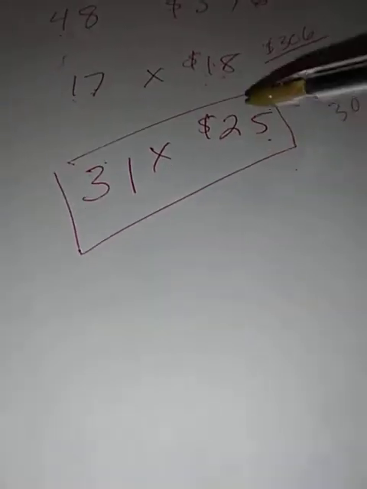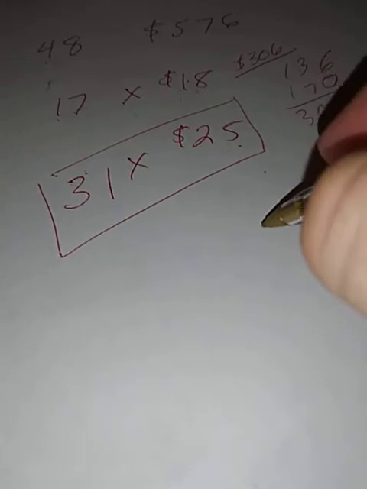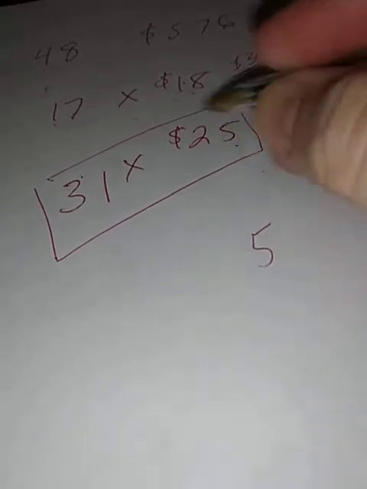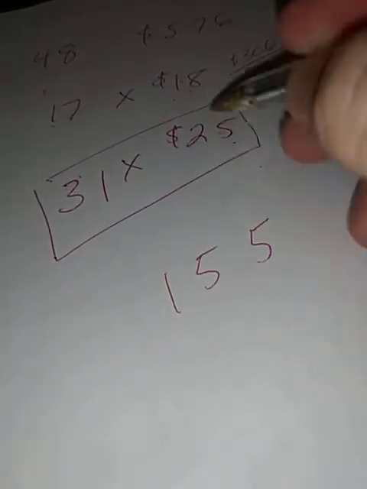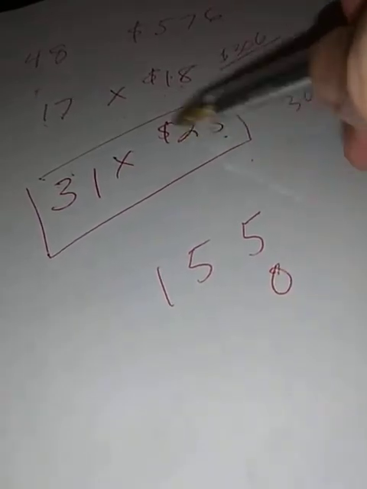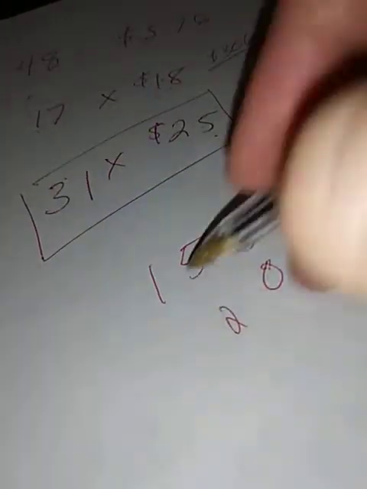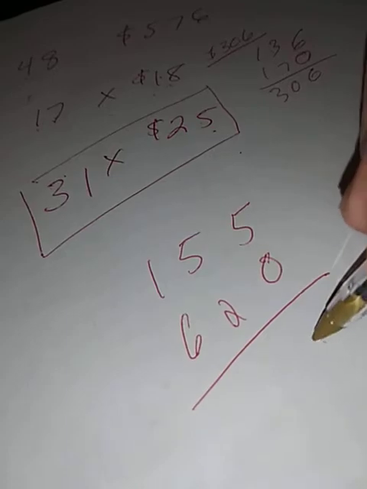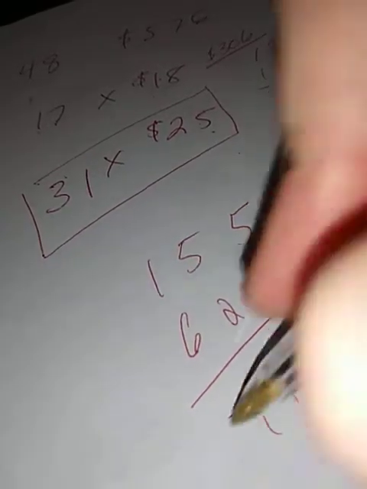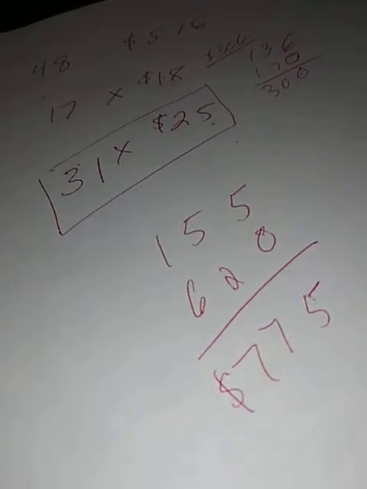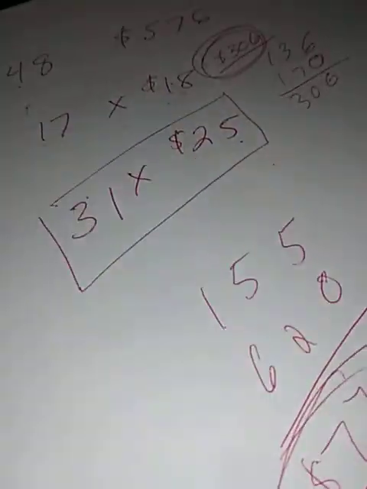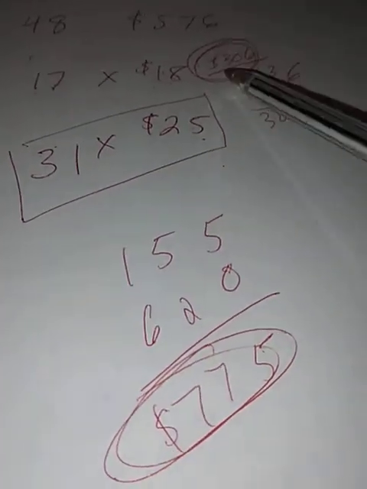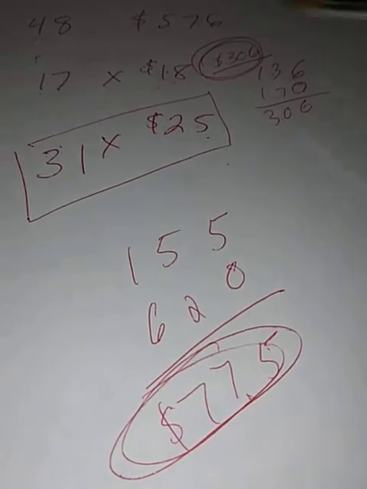306. Now we're going to do 31 times 25. What's 31 times 25? 5 times 1 is 5. 5 times 3 is 15. Save the space. 2 times 1 is 2. 2 times 3 is 6. That gives 775. So he sold these for 306, and these for 775. Add them up.